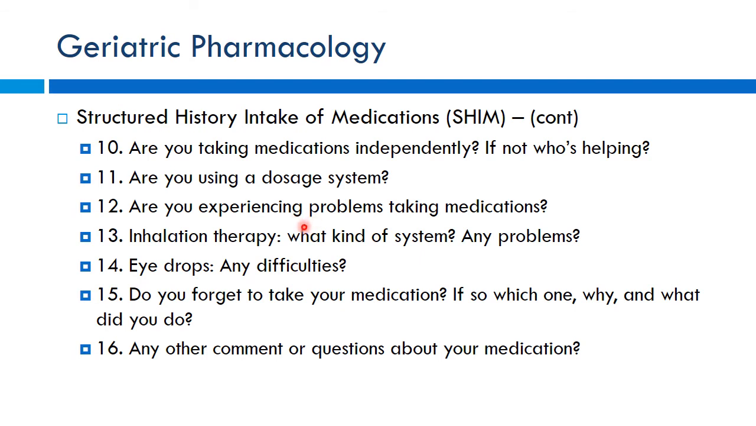And then inhalational therapies are a big one. So what kind of system are they taking? Any problems? You run into this mostly with patients who have either osteoarthritis or rheumatoid arthritis, or just the inability to coordinate use of the inhaler with actually inhaling it. So again, assessing whether or not they can use the drugs appropriately is important. Same thing for eye drops. Are they able to administer it appropriately?